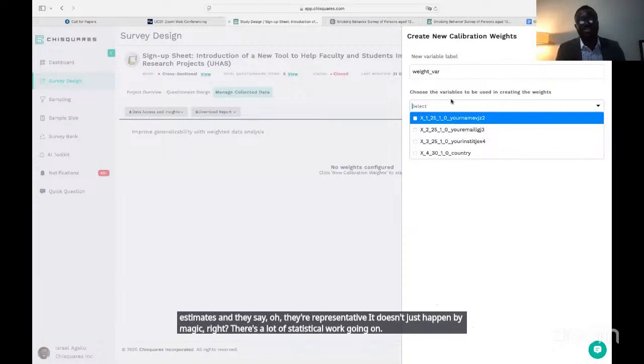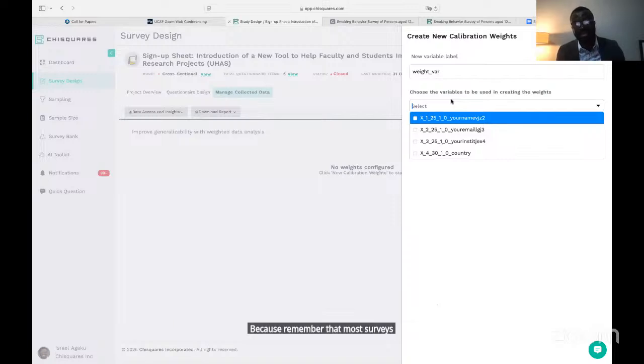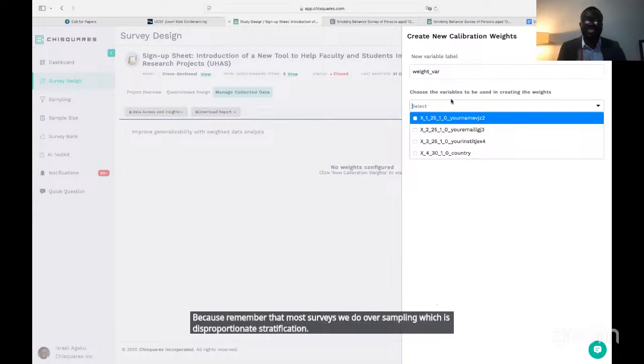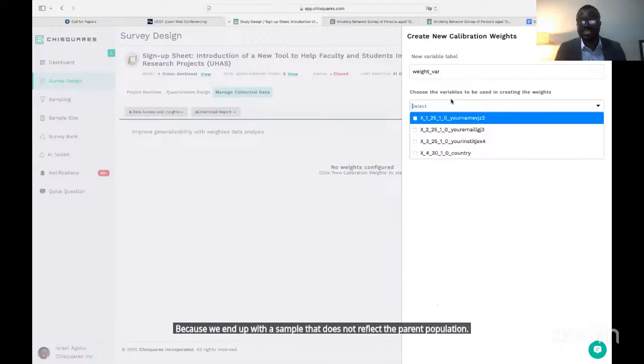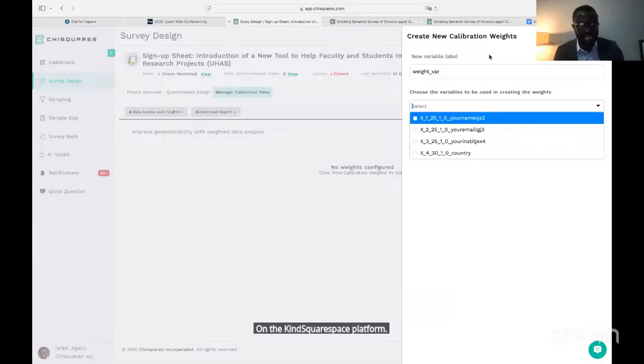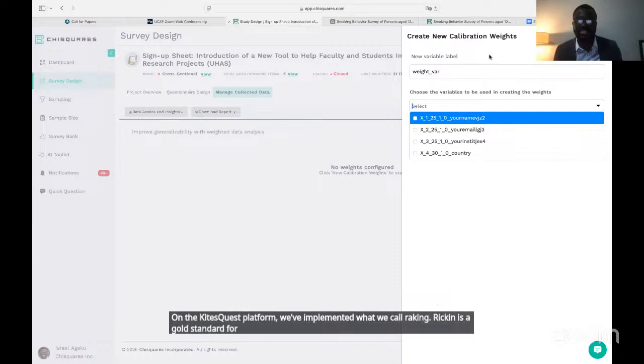Because remember that in most surveys, we do oversampling, which is disproportionate stratification, which will still give us the same headache you're complaining about, because we end up with a sample that does not reflect the parent population. So this is exactly what we do in such cases. We use calibration weight. On the Chi-Squares platform, we've implemented what we call raking. Raking is the gold standard for weighting processes, right?